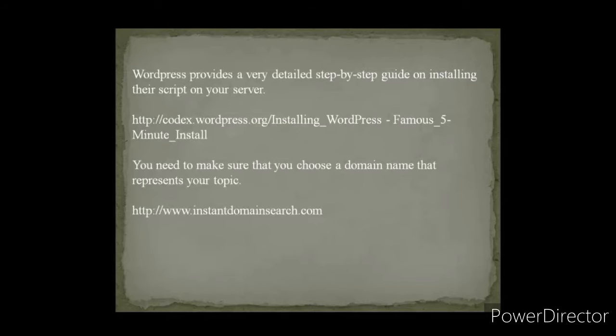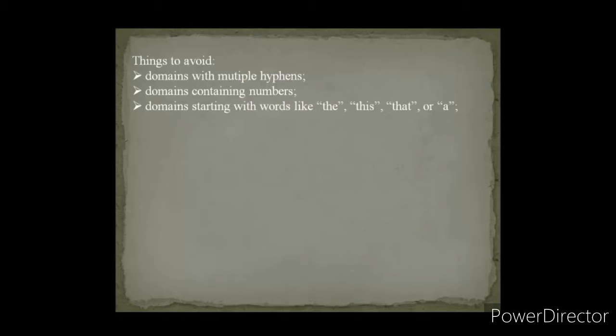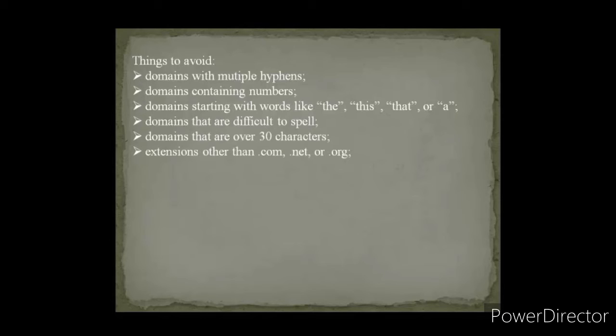Things to avoid: domains with multiple hyphens, domains containing numbers, domains starting with words like the, this, that, or a, domains that are difficult to spell, domains that are over 30 characters, extensions other than .com, .net, or .org.